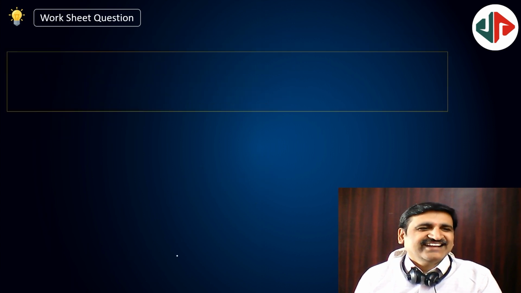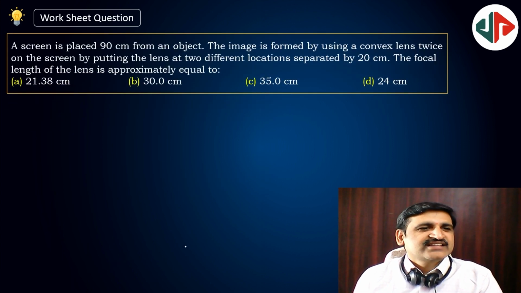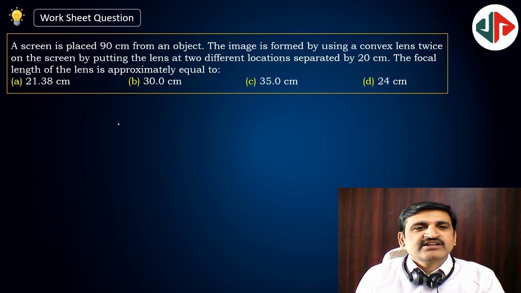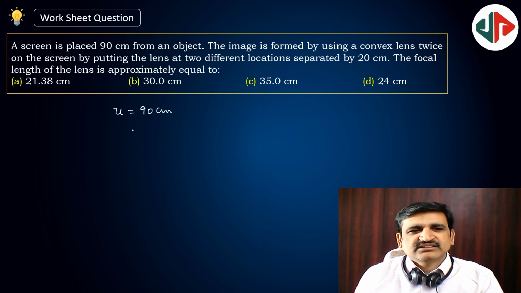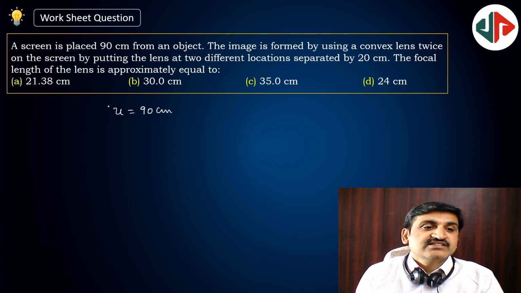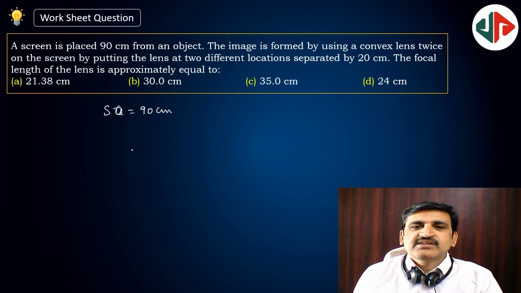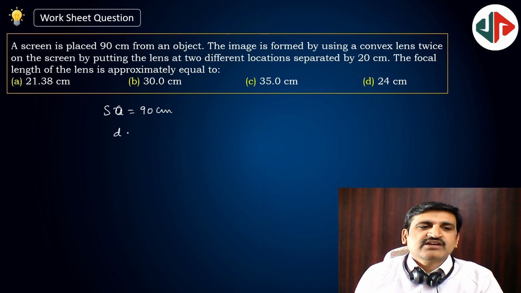Correct. A screen is placed 90 centimeter from an object. Screen and object distance, I'll write like this. The image is formed by using a convex lens twice on the screen by putting the lens at two different locations separated by 20 centimeters. This is Newton's formula. We have to use 20 centimeters.